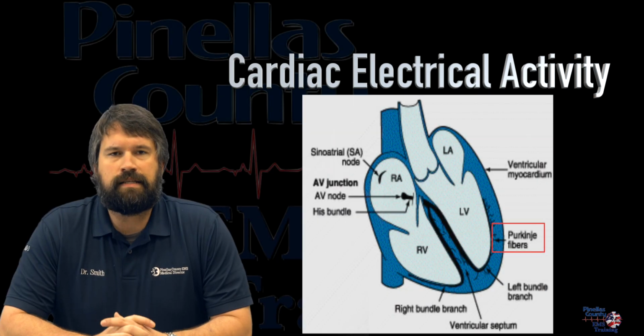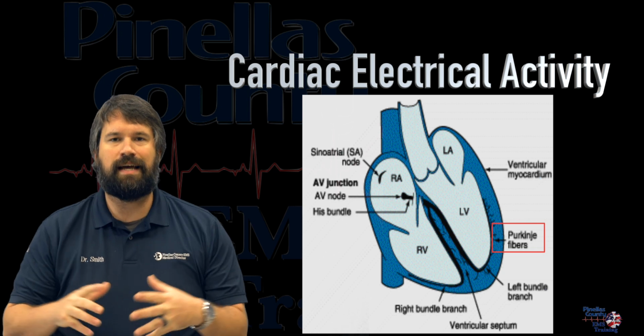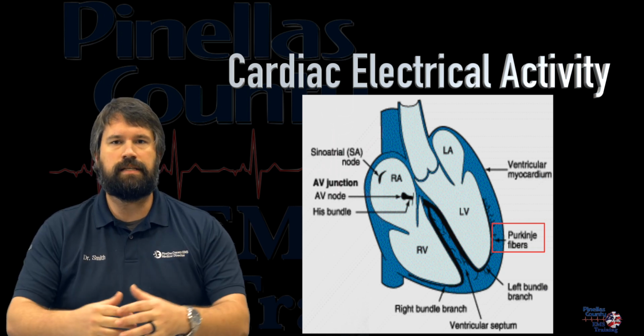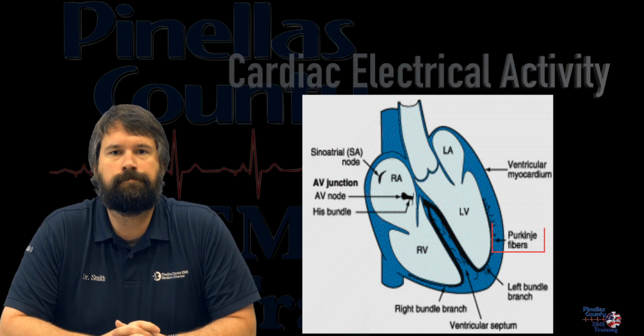And as we said, the last in the chain of the electrical system is the Purkinje fibers. These are located all over the ventricles and allow the entire muscle mass to contract at almost the exact same time. This allows you to empty both ventricles simultaneously.